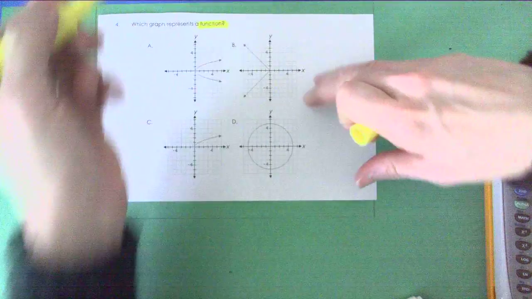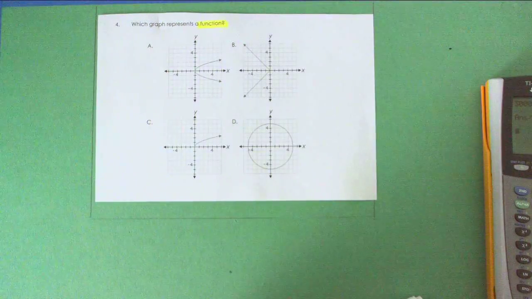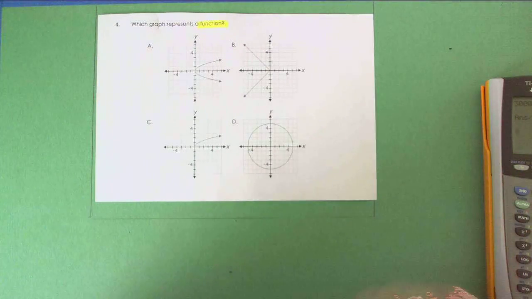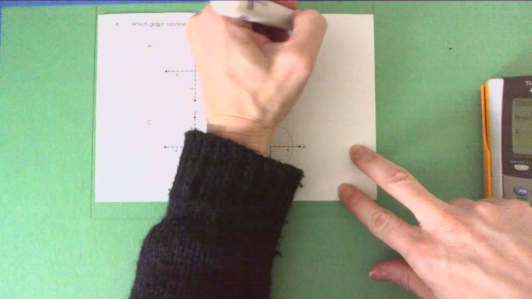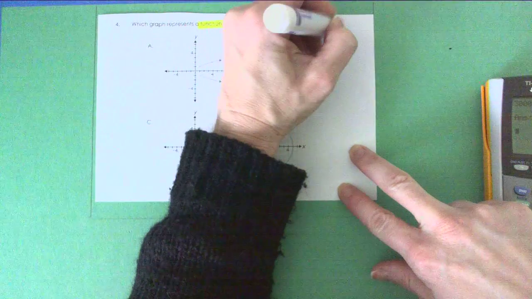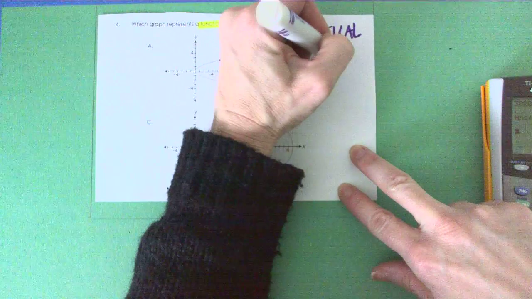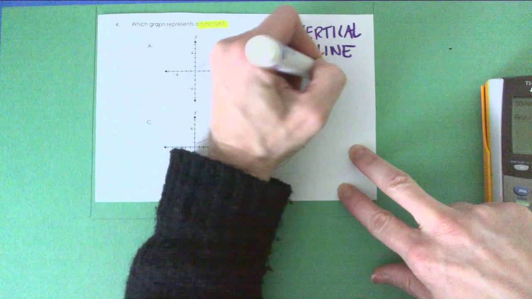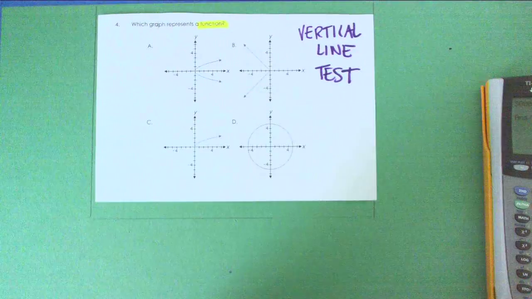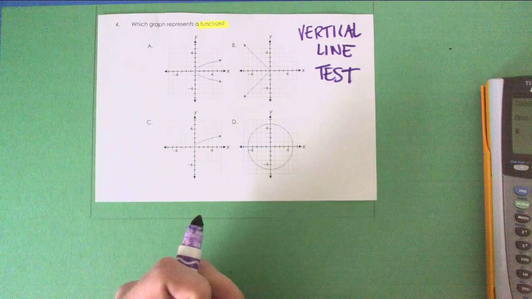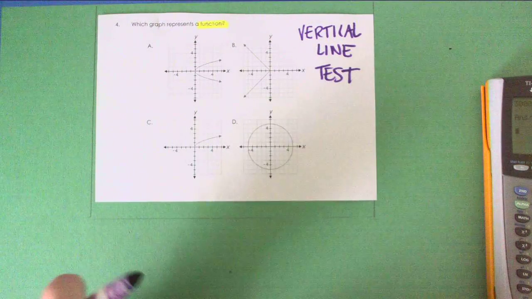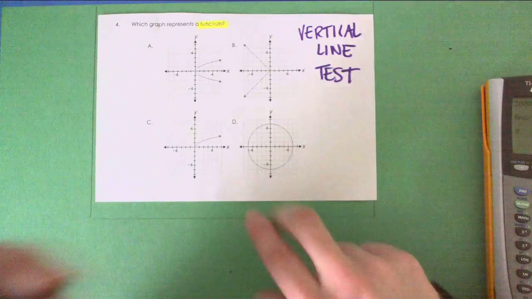There's a quick and easy visual test to do. It's called the vertical line test. Let me write that down. Vertical line test. The vertical line test will tell you if a graph is a function. And here's how it works. You take your graph and you draw a vertical line.